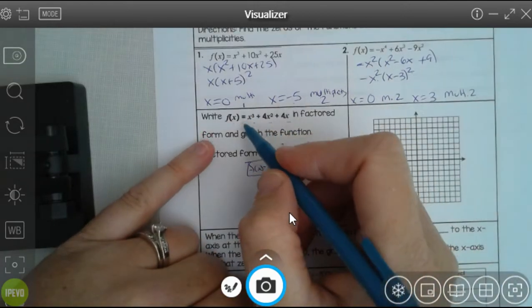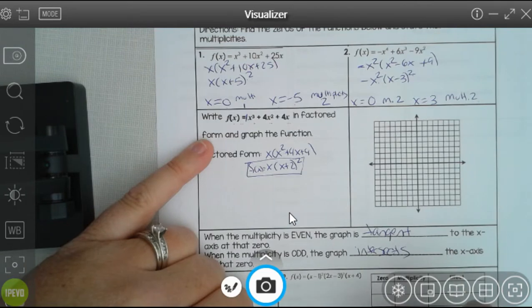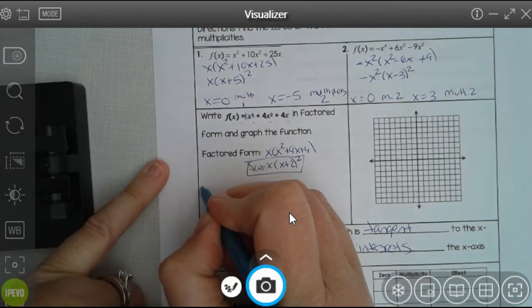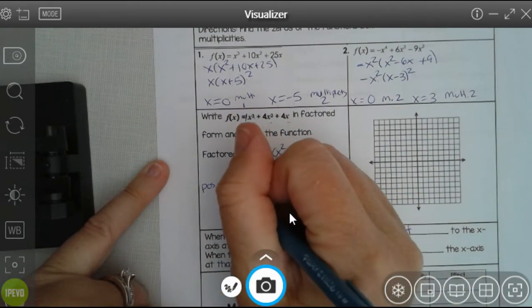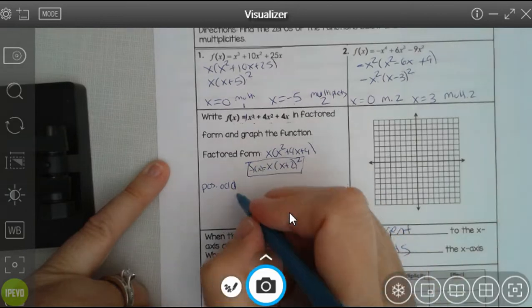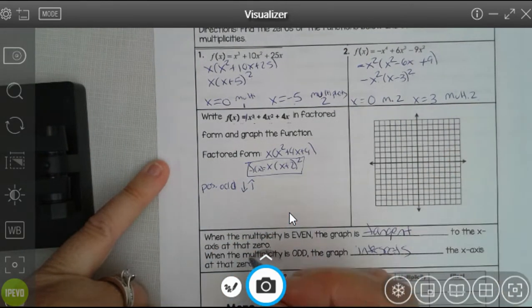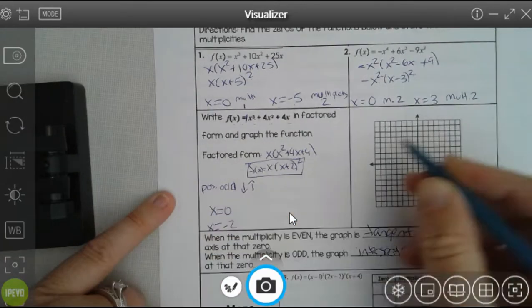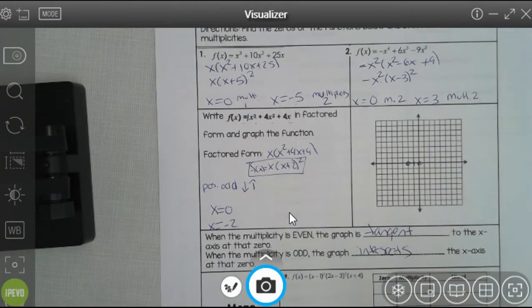In order to graph this, we're going to say that our leading coefficient is a 1, and it's an odd power. So I have a positive odd. Remember from the other day, positive odd means that it's going to go down, up. So it's going to be down on this side and up on that side. My zeros I need to plot are 0 and -2.